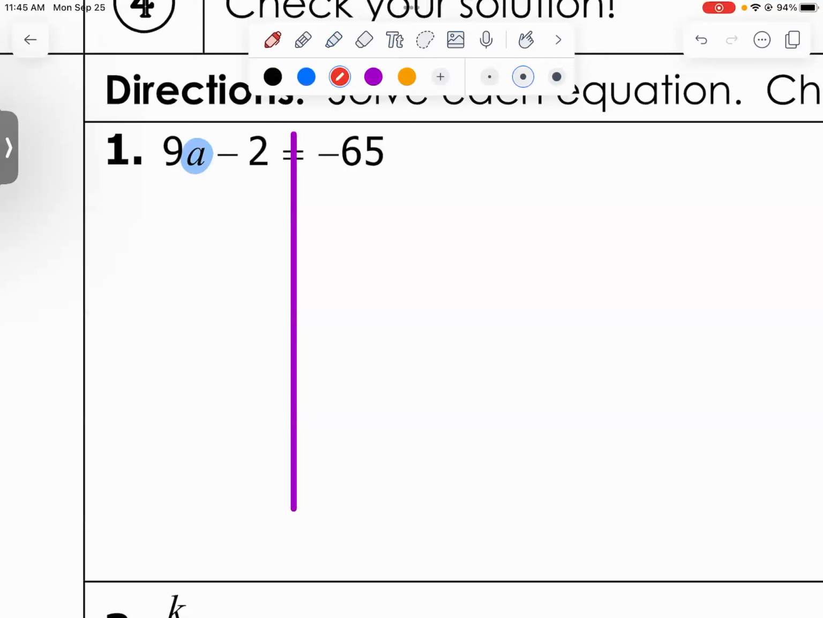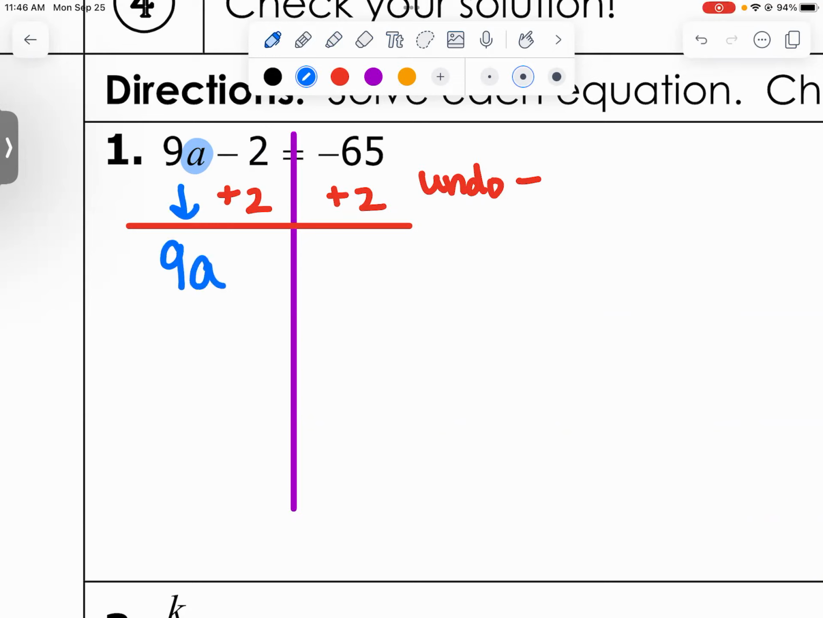To undo subtraction, we need to add 2 to both sides. So write that down. And I'm going to draw a line to kind of separate out my steps. All right, so what do we have? What happens to -2 and +2? What happens, Hudson? They cancel, and we're left with 9A. Those 2 cancel out. And what are we left with on the right side? -63.